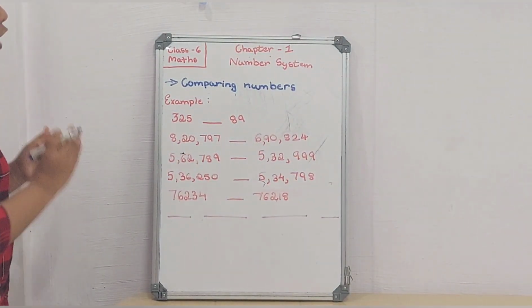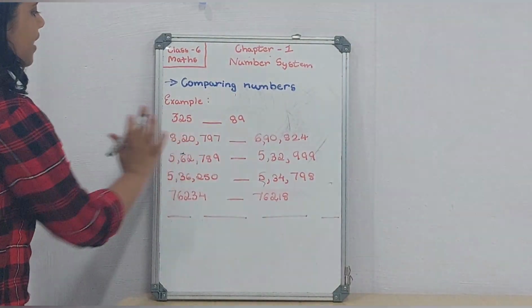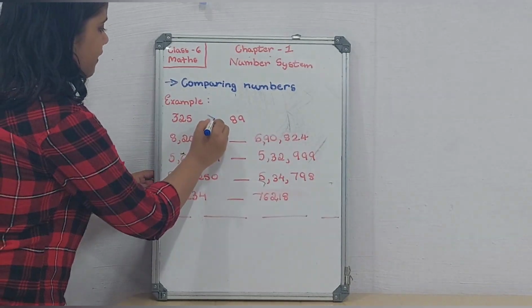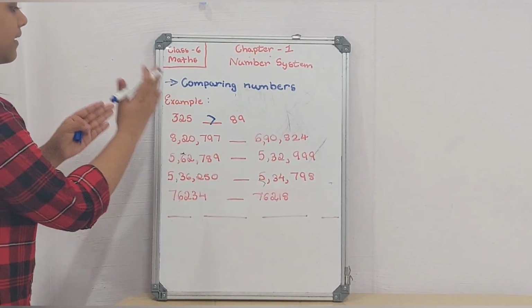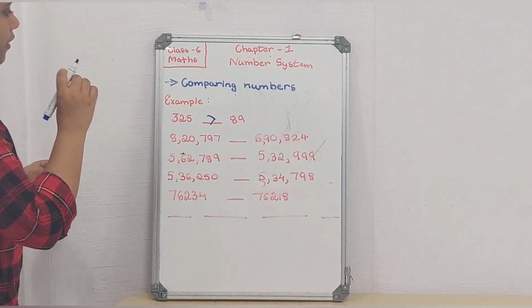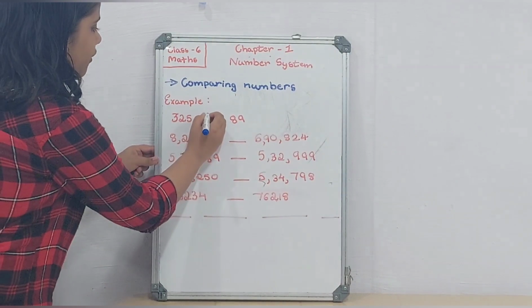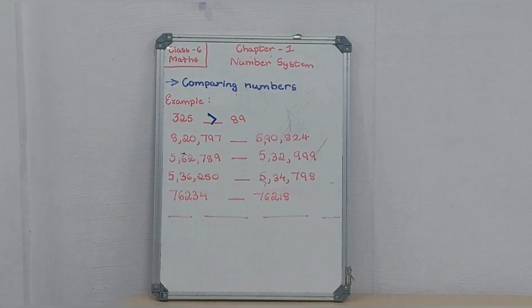First you have to see how many number of digits are there. Here we have 2 digits. Here we have 3 digits. So of course 3-digit number is greater than the 2-digit number. This is the sign you're going to put when a number is greater. Okay, now let us see the second rule.